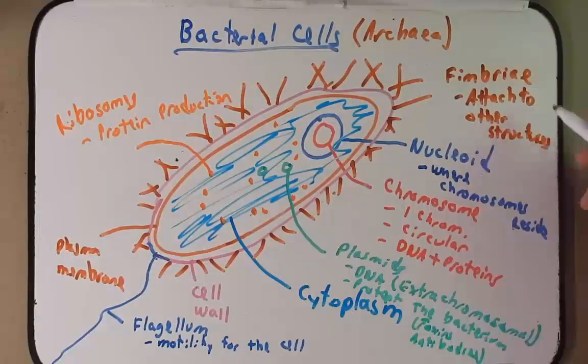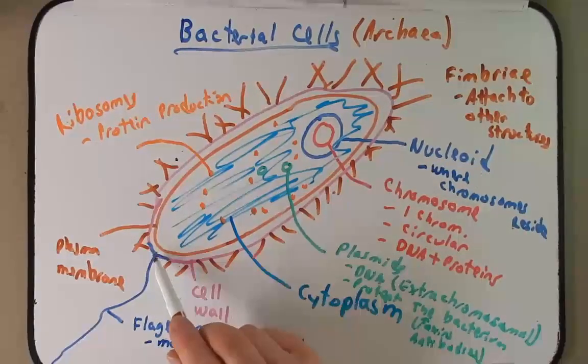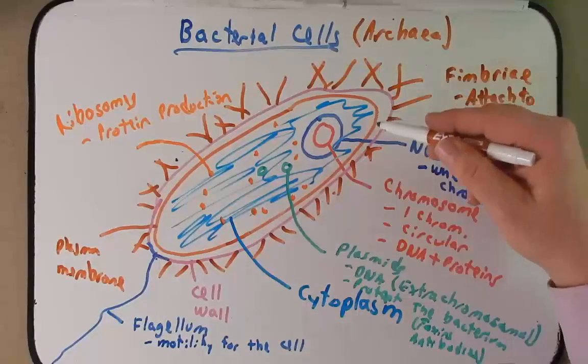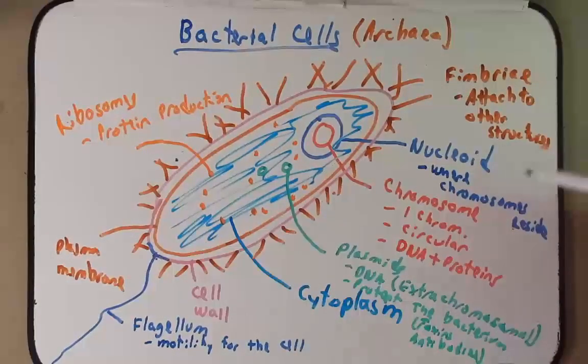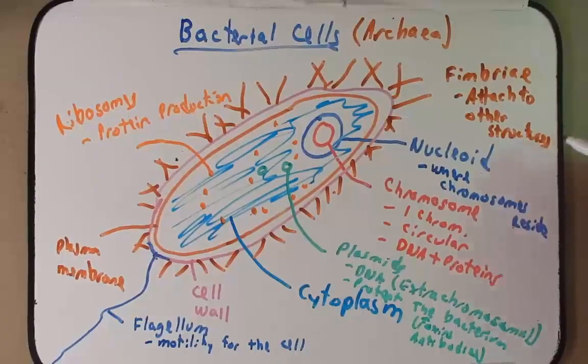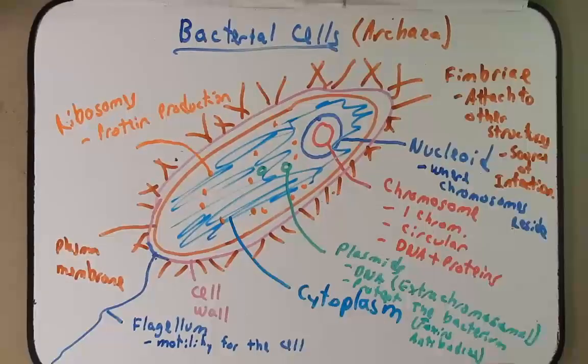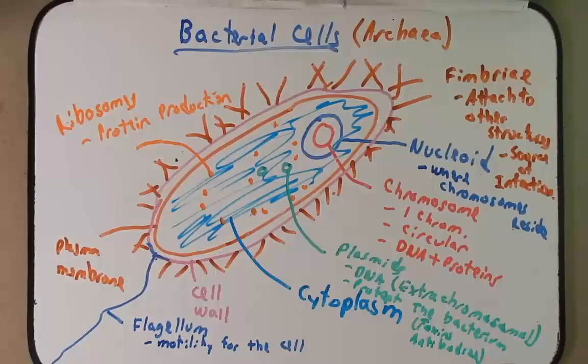These fimbriae, in some ways, are like flagellum because they protrude from the cell membrane here, but their purpose is much different. Their purpose is to anchor this cell to other tissues or other substrates. And fimbriae, I'm going to write here, source of infection. They really help establish the infective stage of many bacterium.